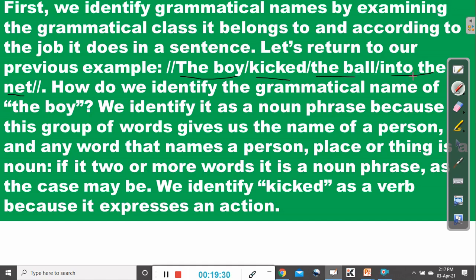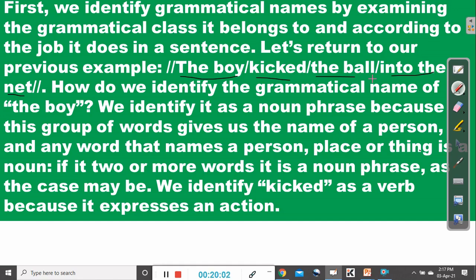Now, into the net is called an adjunct because it is telling us about a place. All right? And an adjunct is an adverbial that expresses different ideas about place, about time, and so on and so forth. Now, a number of questions arise if we say the boy kicked the ball.